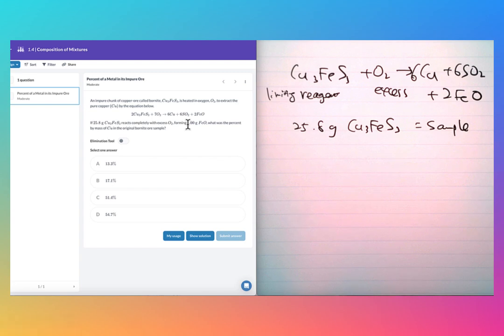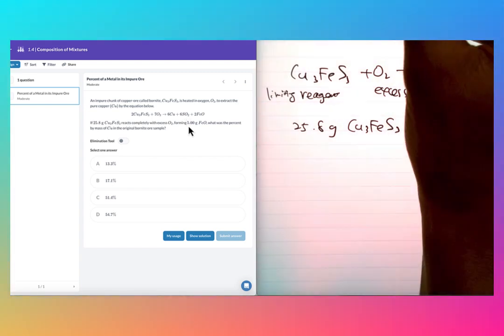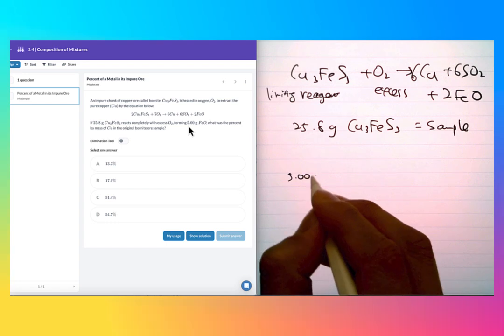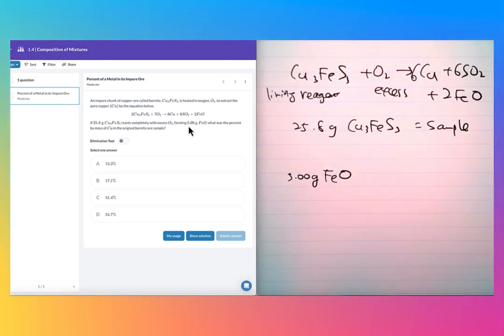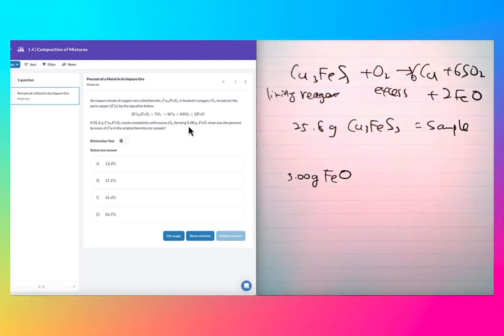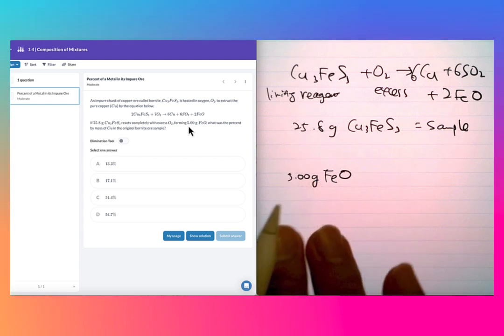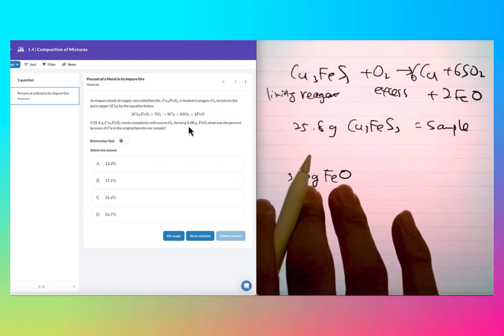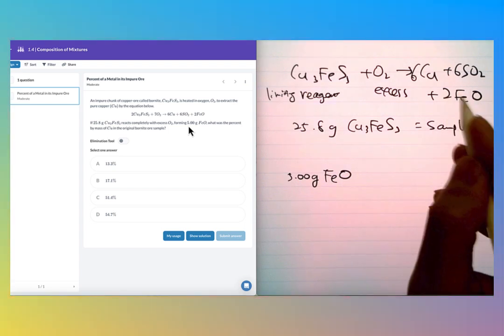And we're given that 5.0 grams of iron oxide is formed. Again, all of it came from the limiting reactant. So what you can do is, since this was produced, you can find out the amount of copper from another product you got.